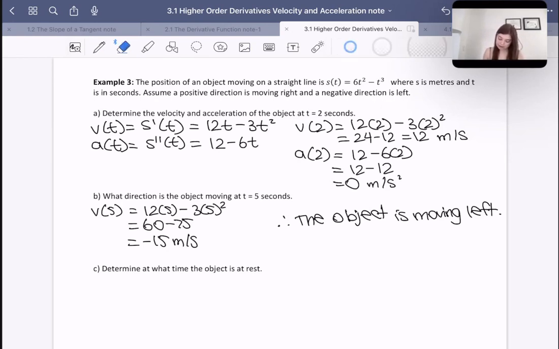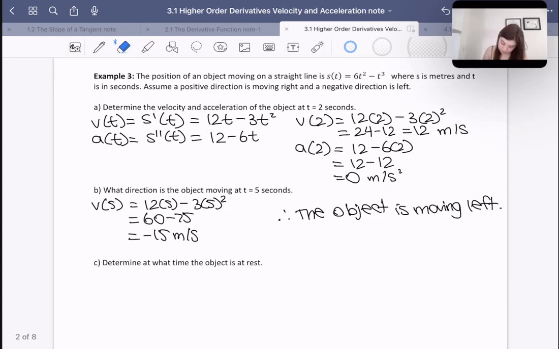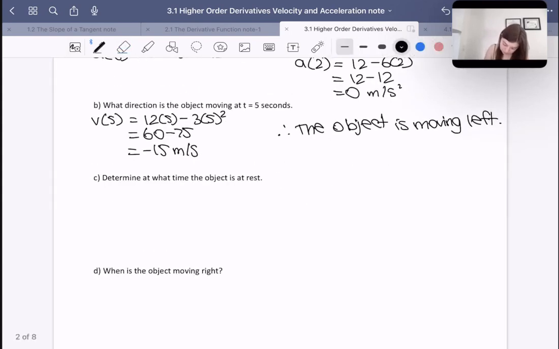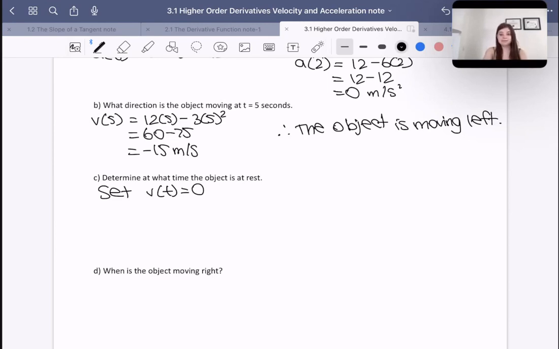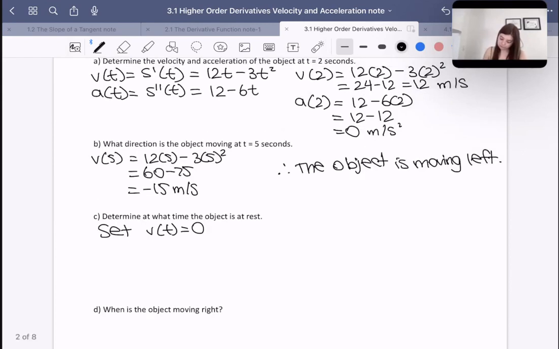Determine at what time the object is at rest. Okay, so the object is at rest when the velocity is 0. So we need to set v of t, the velocity, or the rate we're going at, to 0, right? We want to be going 0 meters a second, because when we're going 0 meters a second, that means that we are at rest, right? Okay, so let's do that.